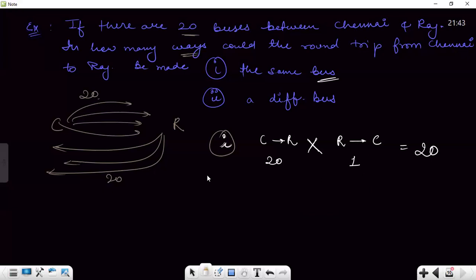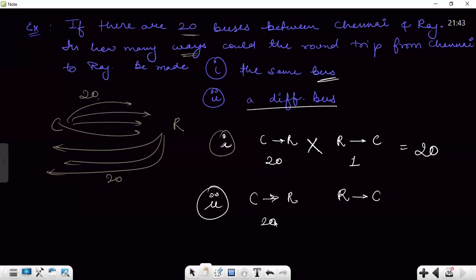Yes, sir. Now, if we had to take a bus from Chennai to Rajasthan, there are 20 choices available. Great. When I have to return from Rajasthan to Chennai, now I will have choices. Definitely, I'll have 20 choices, but as per the given condition, I have to board a different bus.